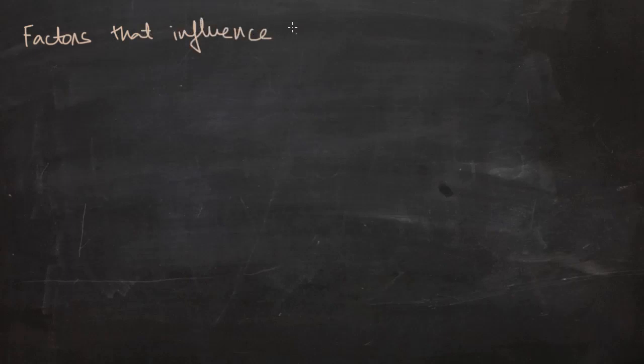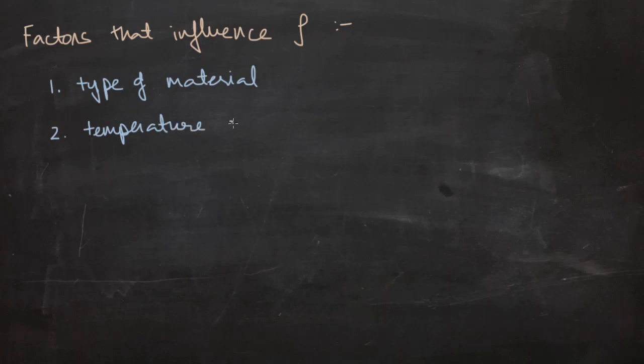The final thing that we have to talk about is the factors that influence resistivity. I'm going to use the Greek alphabet. Don't just get used to it. Okay. So the factors that influence resistivity are: one, the material of the conductor, the type of material, I would say, and the temperature of the conductor.